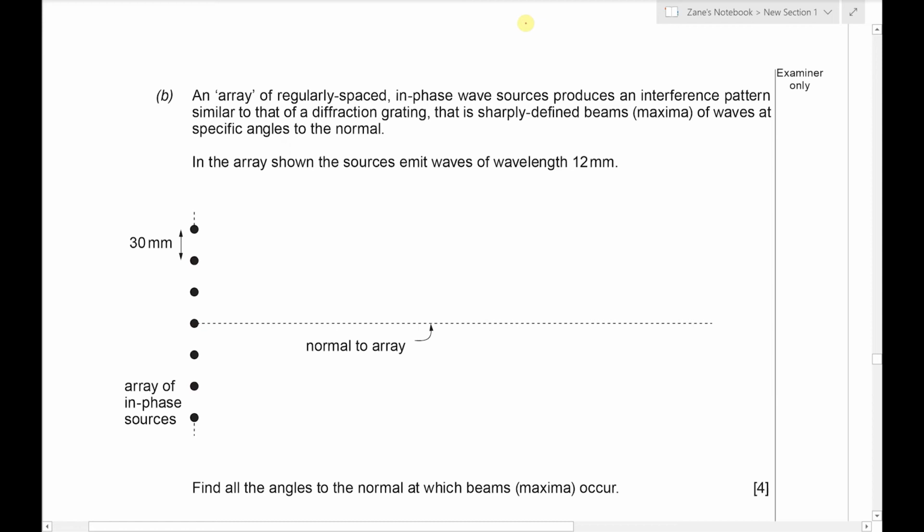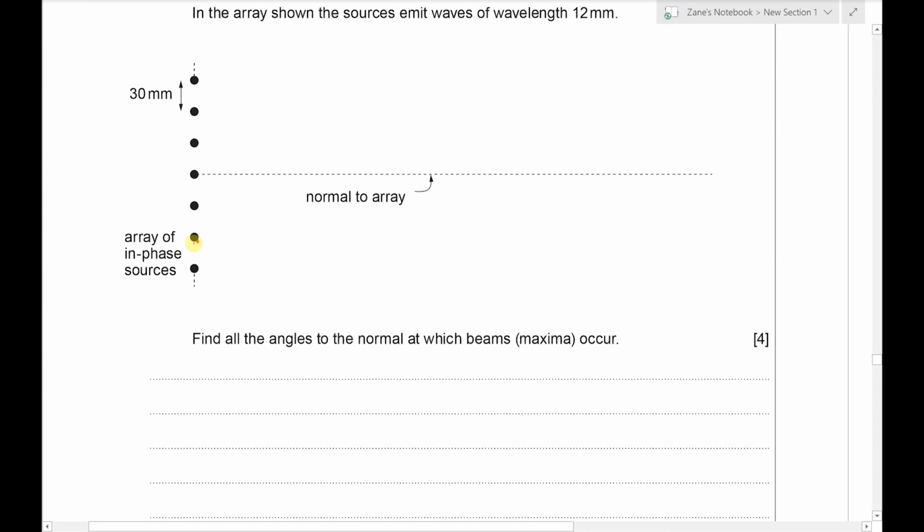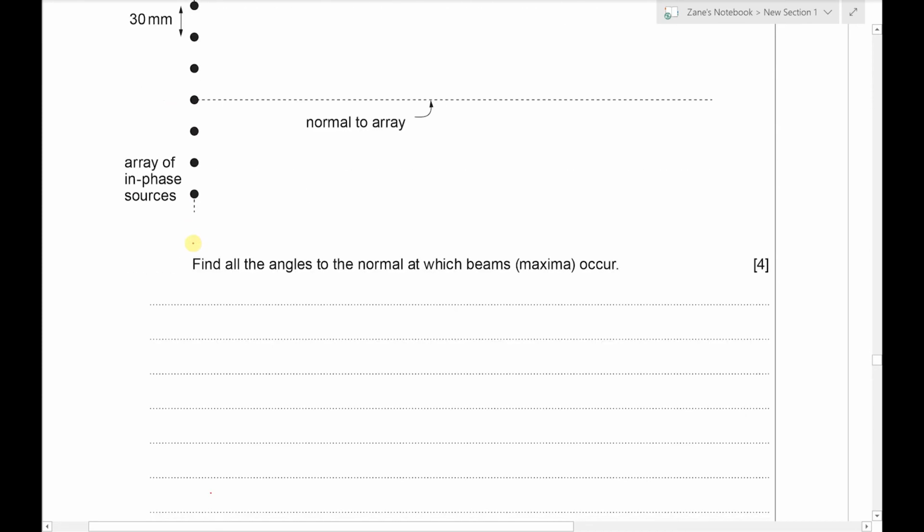For the next part of the question, we've got an array of those in-phase sources lined up so that they're producing an interference pattern similar to that of the diffraction grating. And we can see that the waves are still a wavelength of 12 millimeters, and here the sources are 30 millimeters apart. We've got to find all the angles to the normal at which the beam maxima can occur. Well, first of all, there's always going to be a maximum in the straight through position at an angle of 0 degrees, so I'm just going to put that one down first of all. That's what we call the 0th order beam.